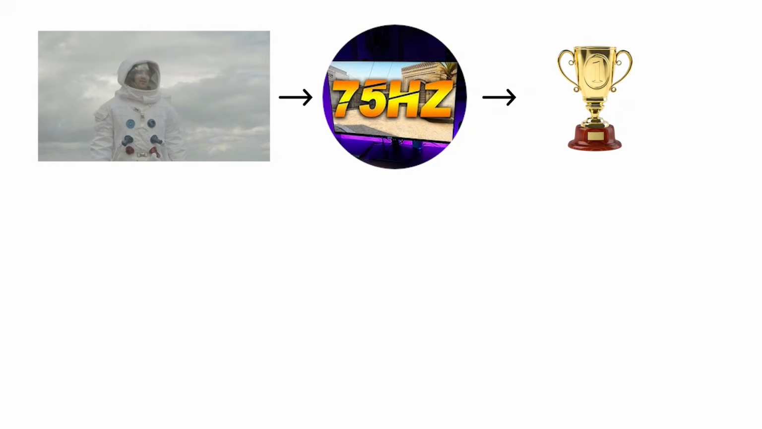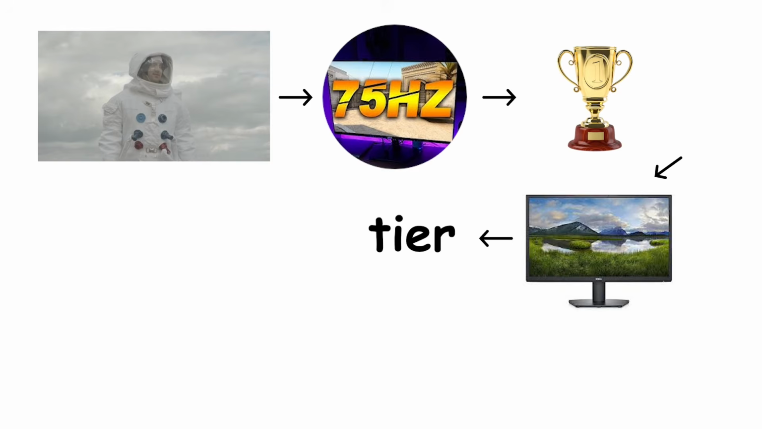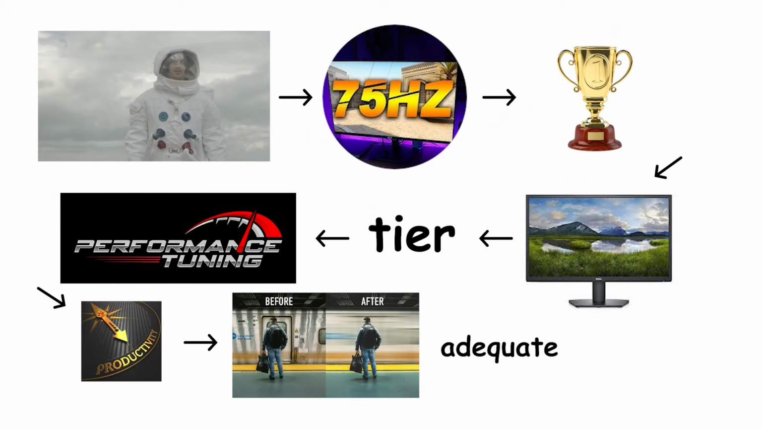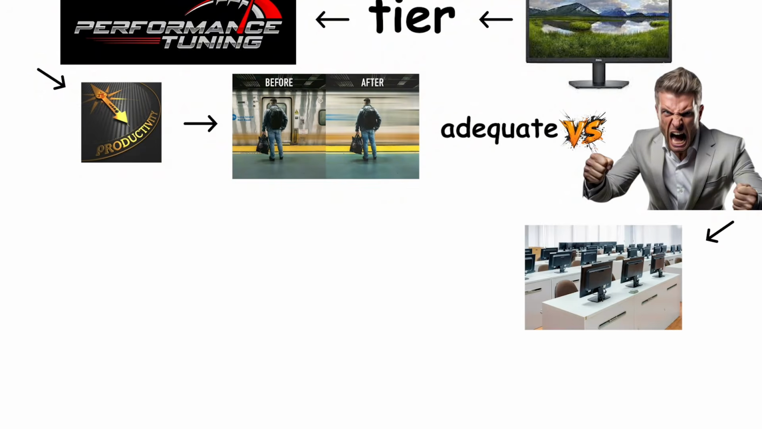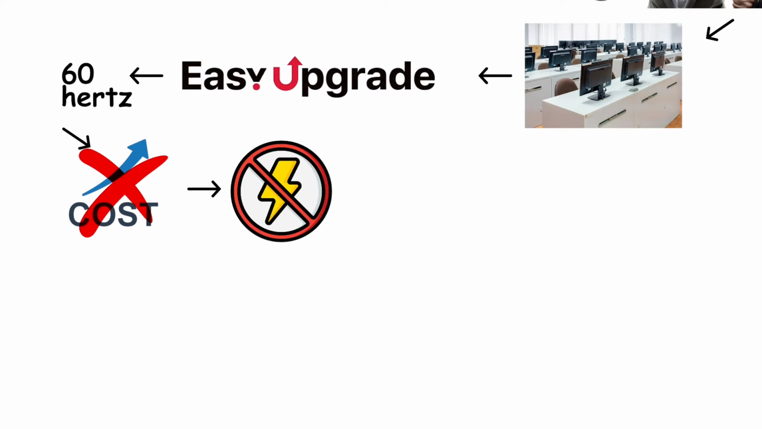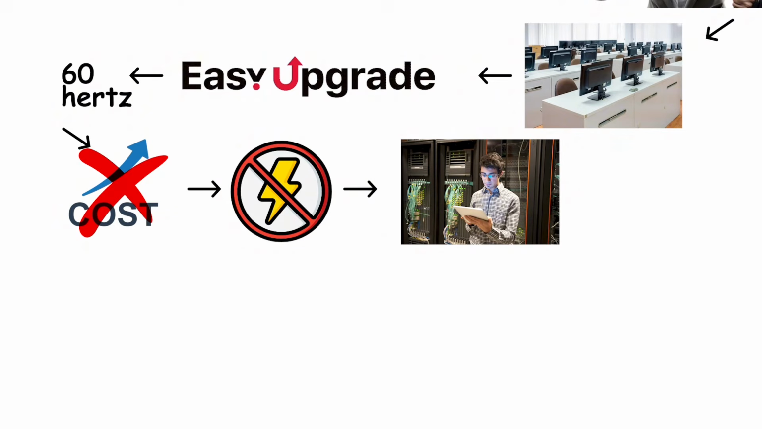You still will not buy 75 Hz for competitive play. Most panels at this tier are tuned for productivity first, with motion handling that is adequate rather than aggressive. Many office-class monitors top out here because it is an easy upgrade over 60 Hz without raising cost or power much, which is nice for IT departments and anyone who prefers their electricity bill to remain boring.